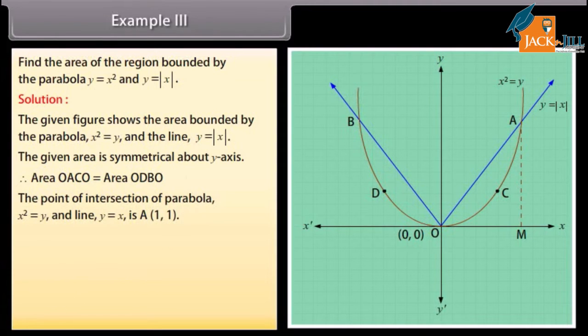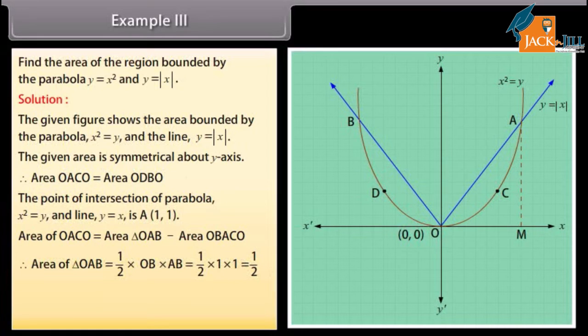The point of intersection of parabola x square is equal to y and line y is equal to x is A(1, 1). Area of OACO is equal to area of triangle OAB minus area OBACO. Therefore, area of triangle OAB equals 1 upon 2 into OB into AB equal to 1 upon 2 into 1 into 1 equals 1 upon 2.